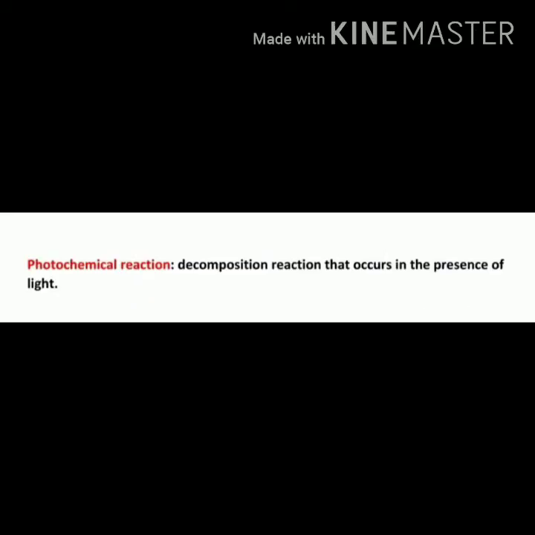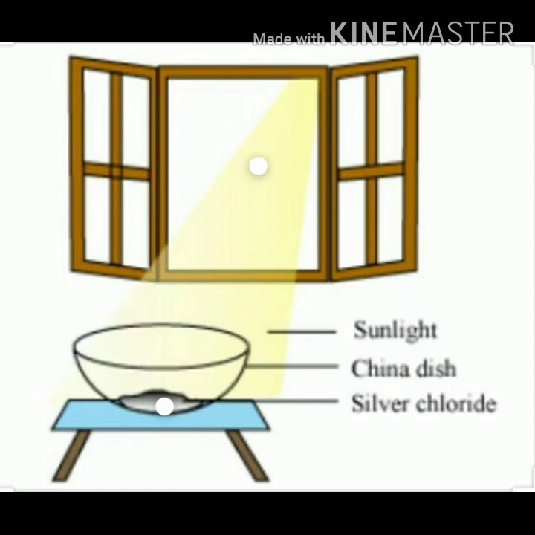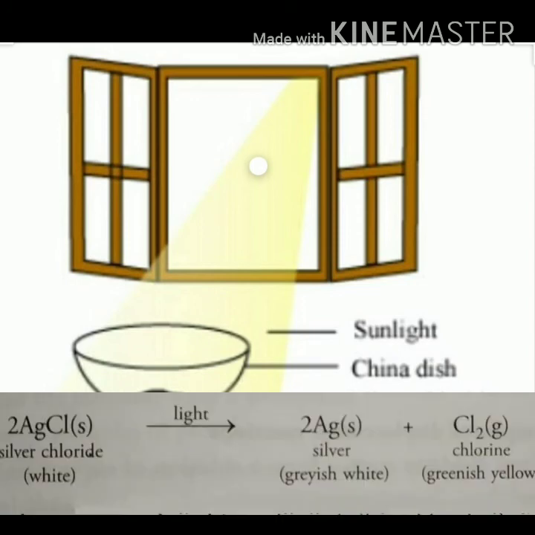If decomposition reaction occurs in the presence of light, then it is called photochemical reaction. Let's see an example of photochemical reaction. Example of photochemical reaction is decomposition of silver chloride in the presence of light. Silver chloride, if it is placed in light or sunlight, it decomposes to give silver and chlorine.